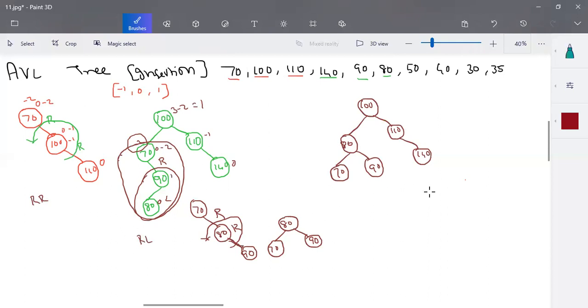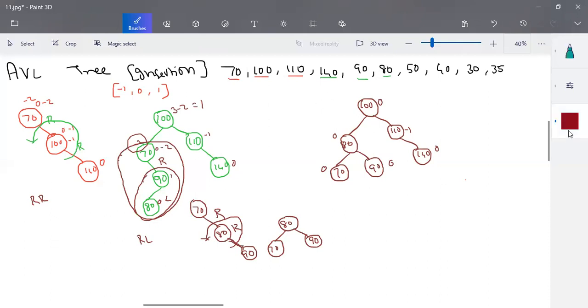Okay. So finally calculate the balance factor for all the nodes. For all the leaf nodes, balance factor is 0. And for 80, the height of left subtree is 1, height of right subtree is 1. So it is 0 here. And for 110, there is no left subtree, and the height of right subtree is 1. So it is 0 minus 1, minus 1. And for 100, height of left subtree is 2, height of right subtree is 2. It is 2 minus 2 is 0. So all the nodes will have either minus 1, 0, or 1. So it is a perfectly balanced AVL tree.